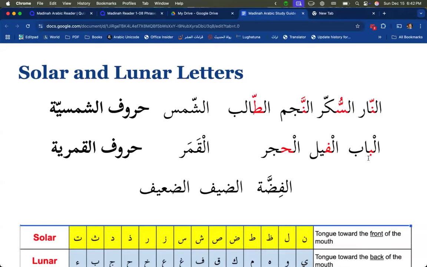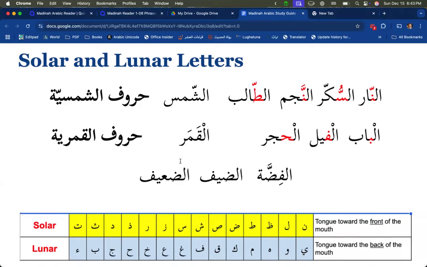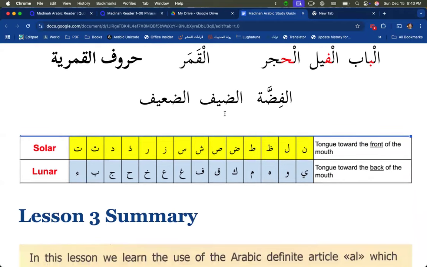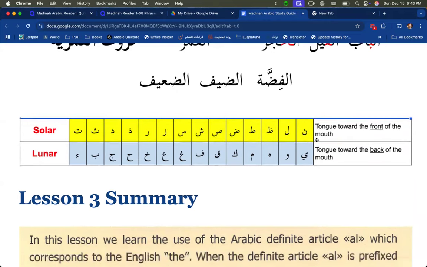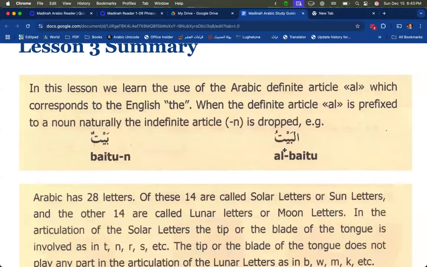And the letters where your tongue doesn't touch the teeth, those are the ones that you pronounce the lam with. So you will never say a-bab, you'll say al-bab, al-fil, al-hajar, al-qamar, al-fidda, al-daif. This is daif. You skip the lam. Nobody memorizes them. You just have to know them. You just have to get used to it.